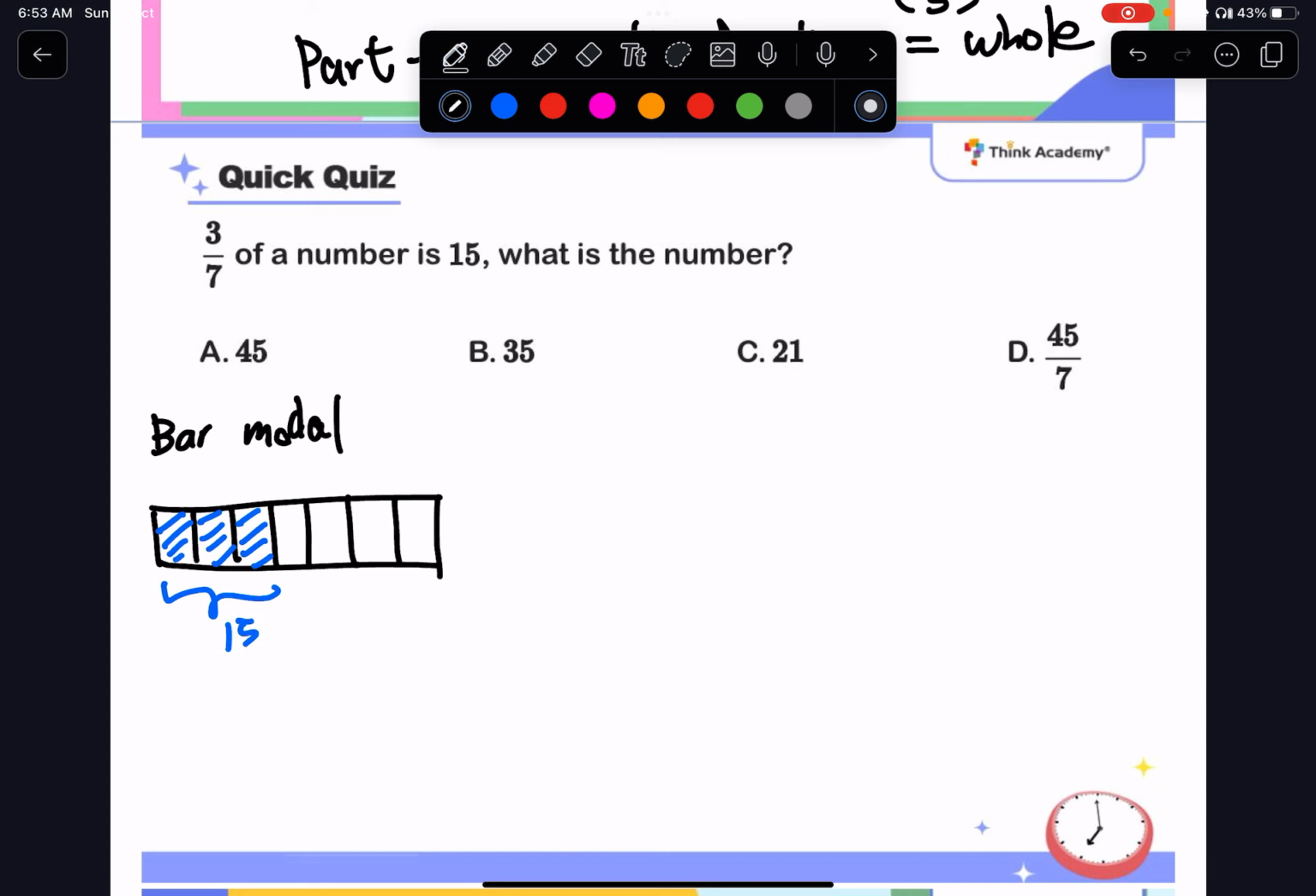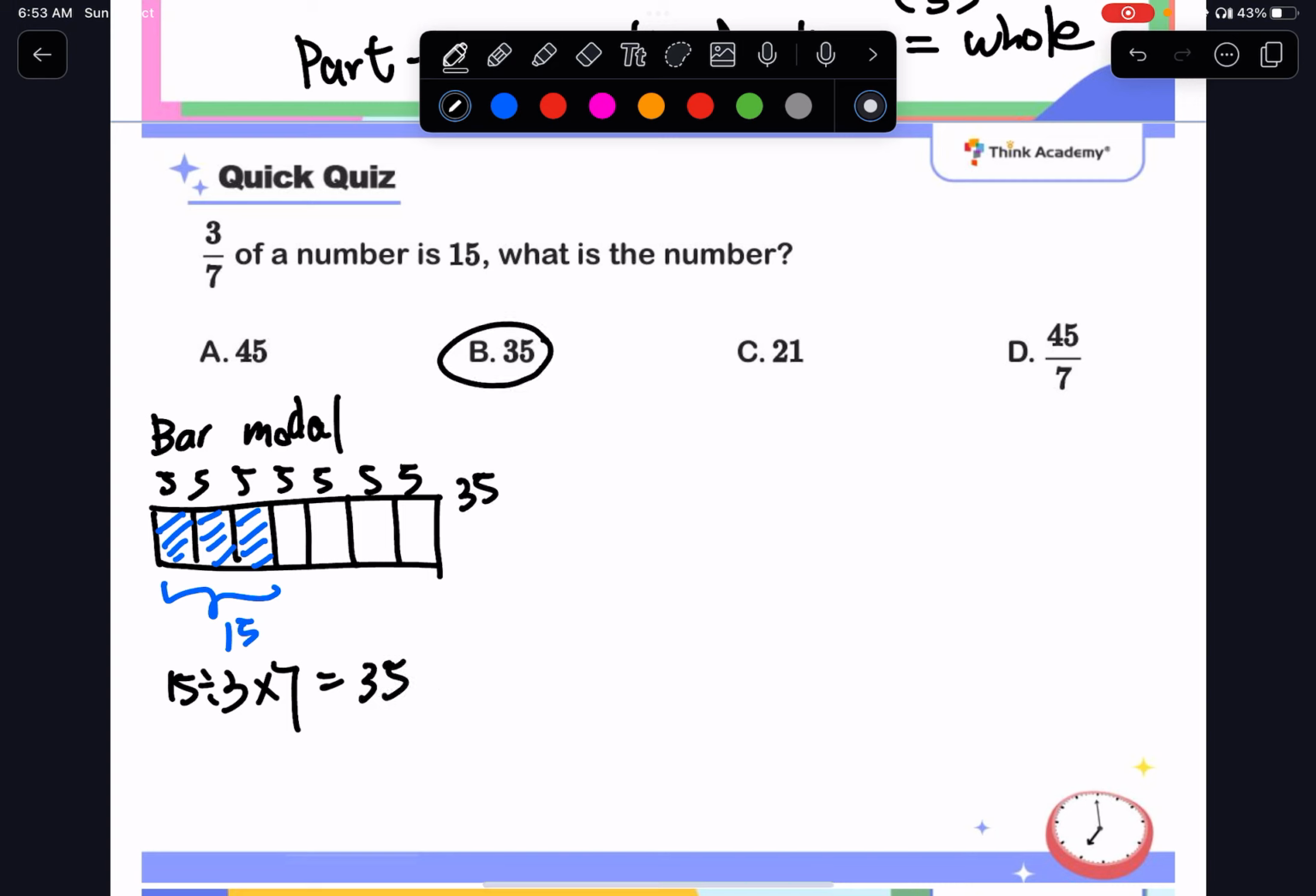So what is the value of 1 part? It will be 15 divided by 3 equals 5, right? So each of them is 5. So there are 7 parts in total, so you multiply by 7. So you get 5 times 7 equals 35. So the whole number is actually 35. Get it?